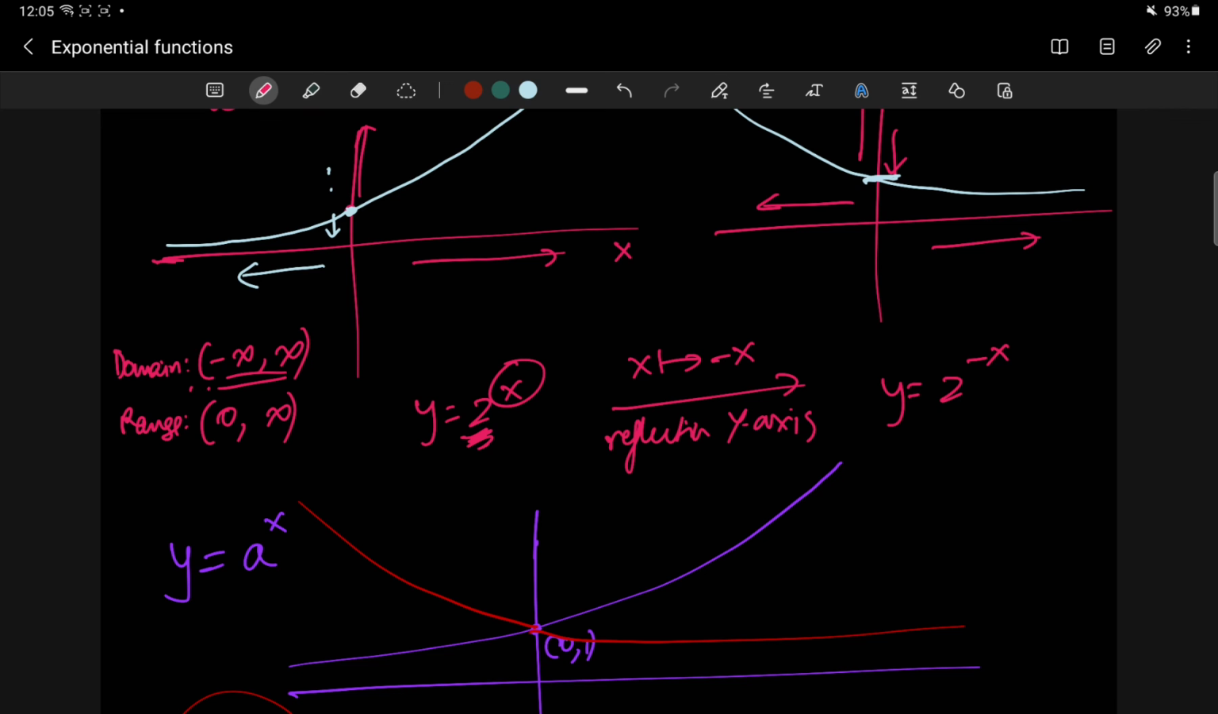That's it for this video. Next video, we're going to look at some applications and some scenarios where these exponential functions arise naturally.